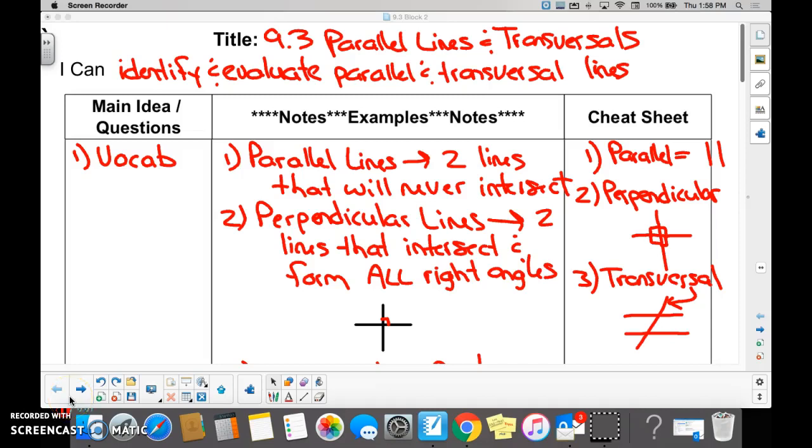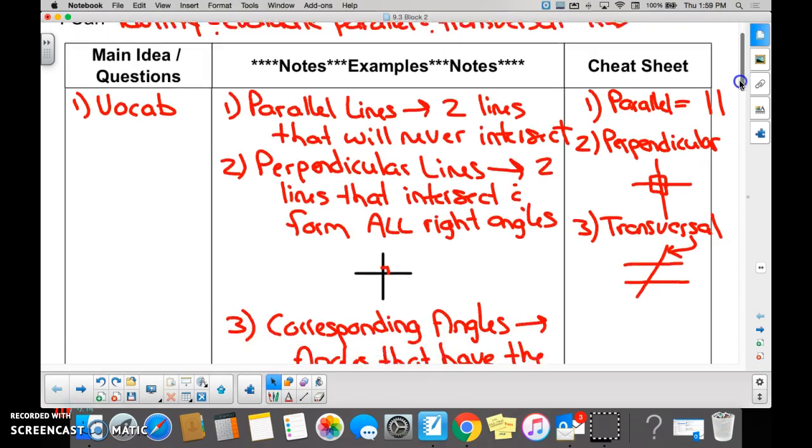Three parallel lines, transversals. I can evaluate parallel lines and transversal lines. Good. So we got parallels and we got transversals. So let's go through the vocab really quick because if you don't know the vocab, you can't do the lesson.